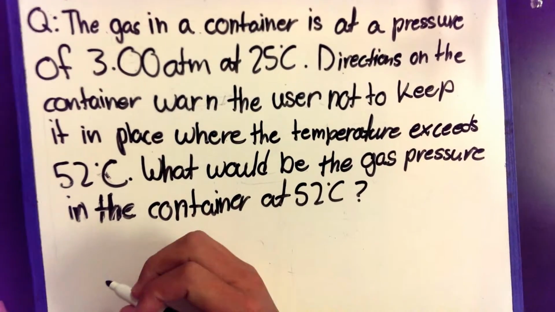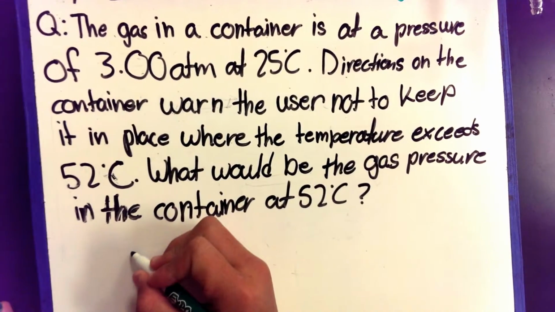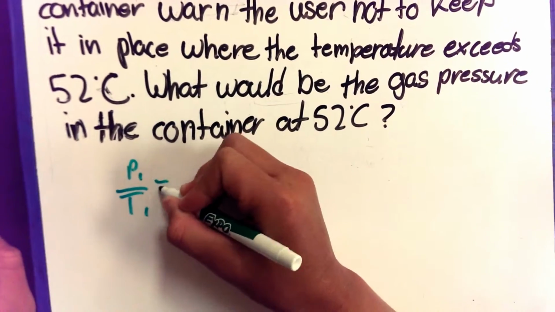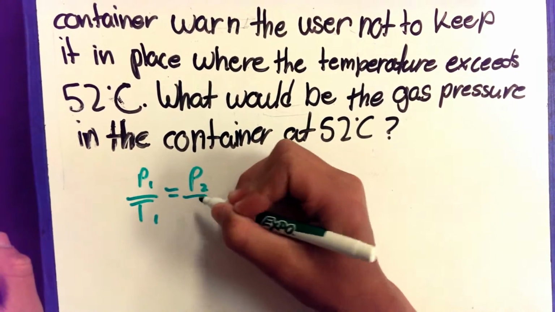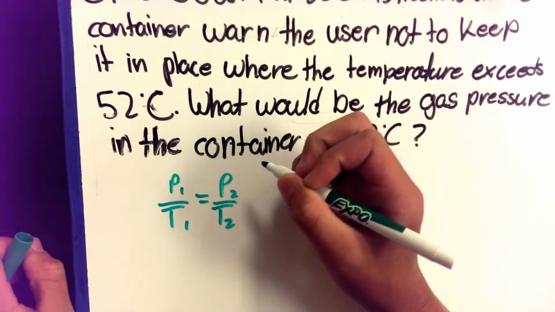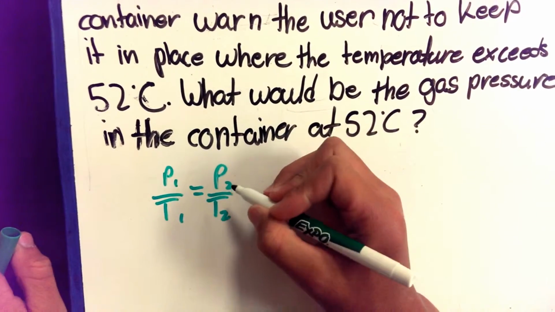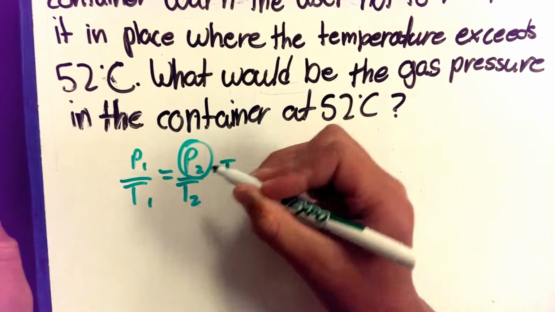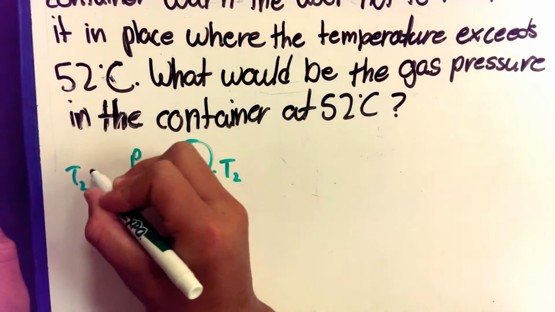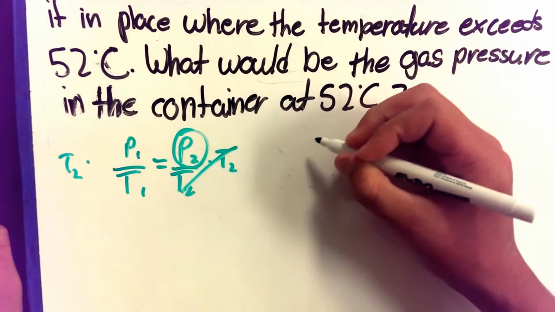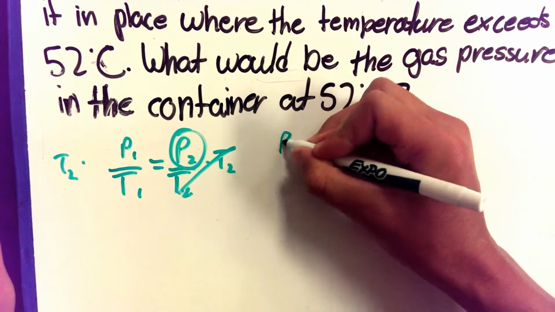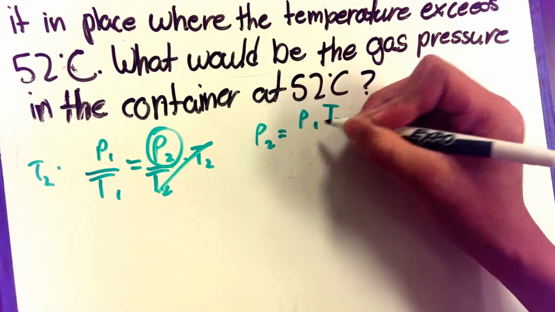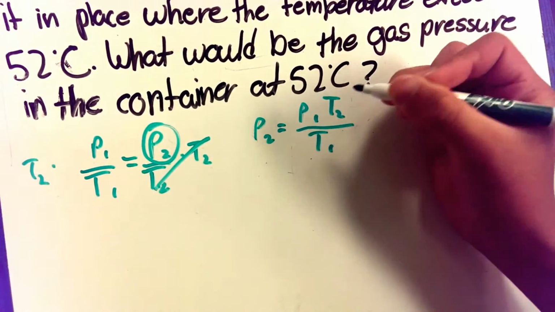So the equation for this is P1 over T1 equals P2 divided by T2. So we're trying to find P2. So you're going to multiply T2 to each side. And those cancel out. So then the equation is going to be P2 equals P1 times T2 over T1.